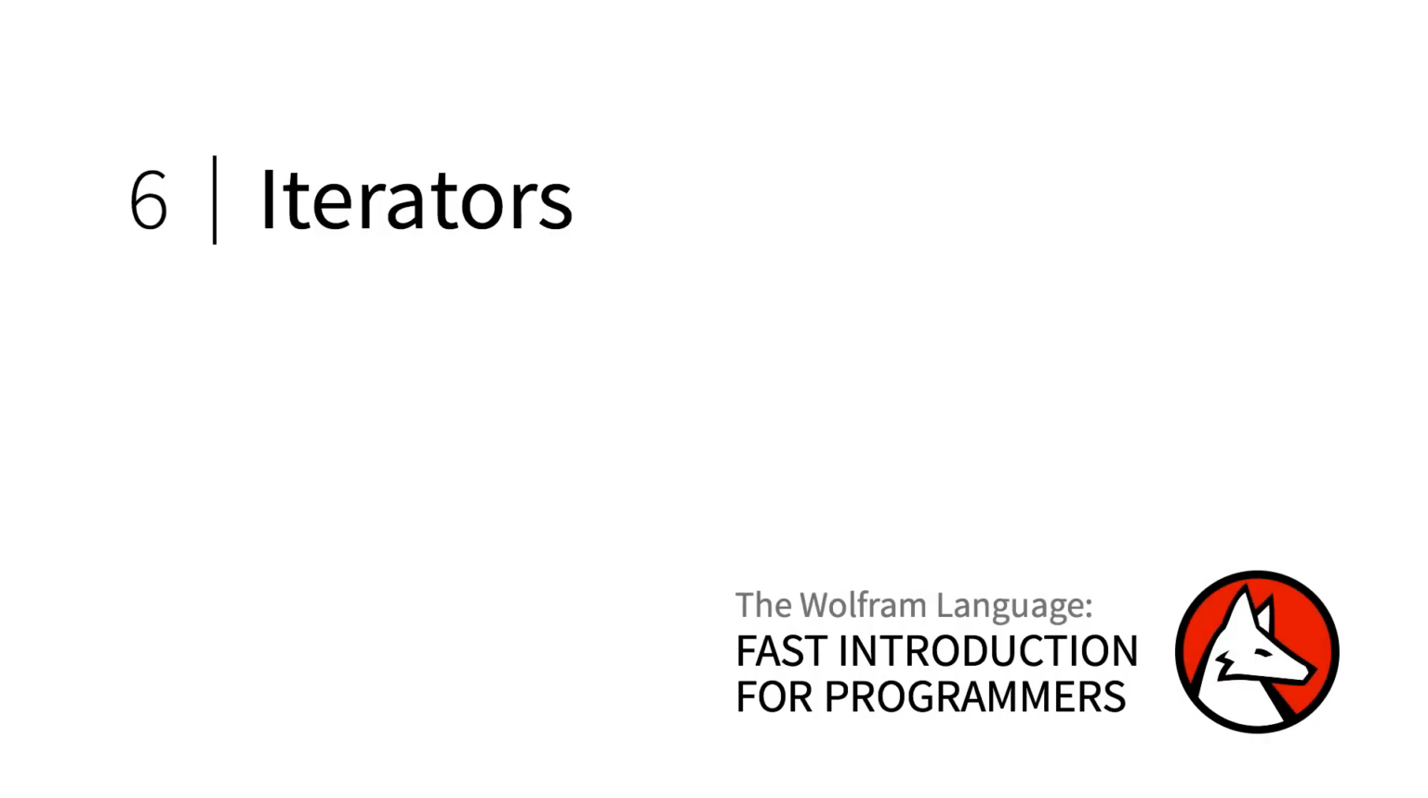Welcome to the Wolfram Language in Section 6 of Fast Introduction for Programmers. This section is about iterators and about how lists are used to specify an iteration variable and the range of values for that variable. There are several iteration functions in the Wolfram Language, one of which is the Table function, which in this example gives a list of the values of x squared for x ranging from 1 through 10.